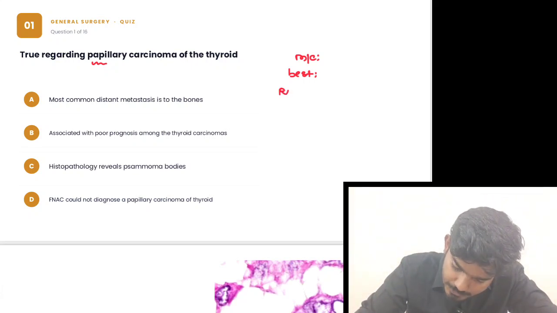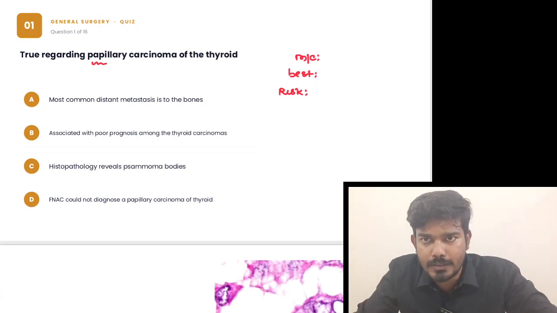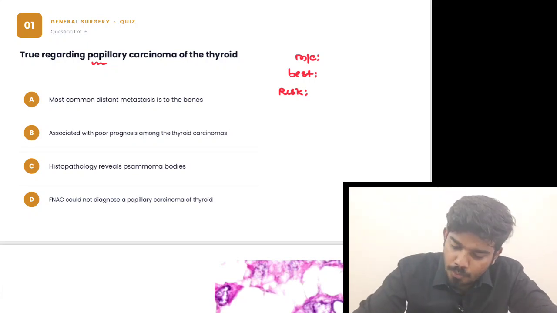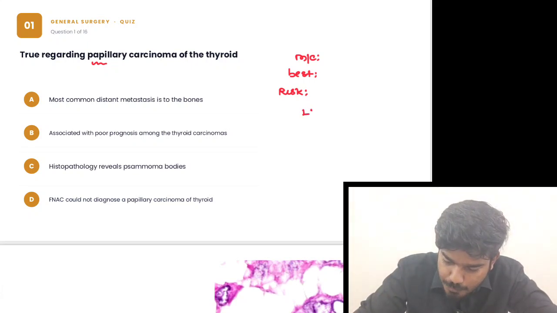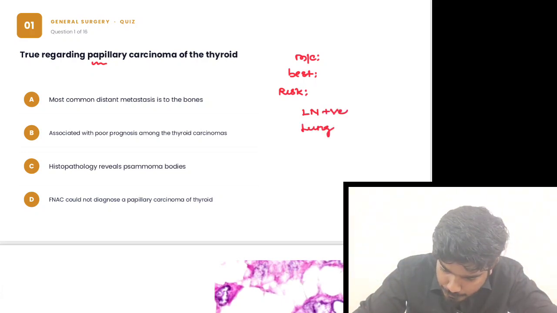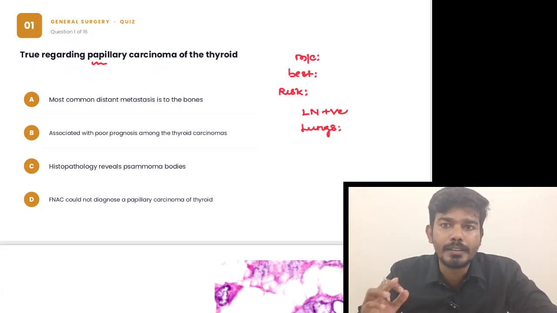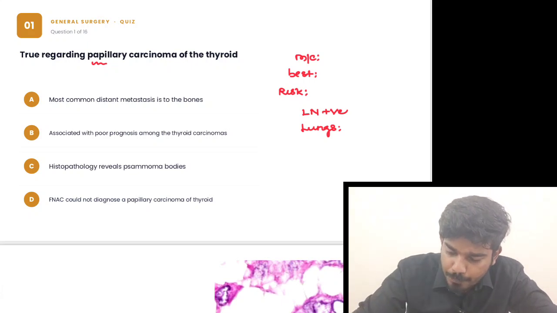Also, the risk factors for this are previous irradiation and thyroglossal cyst. The most common type of spread is lymphatic spread, whereas distant metastasis most commonly goes to the lungs. The first node that is involved is the level 6 lymph node, also called the Delphian node.